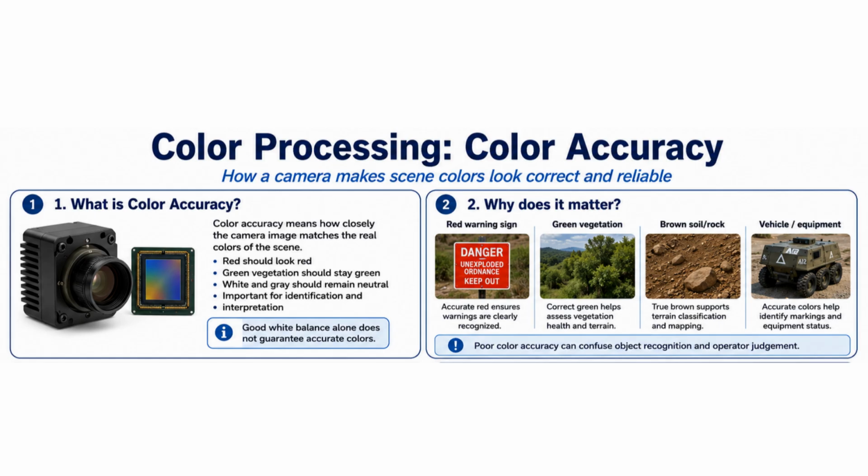Color accuracy matters because incorrect colors can cause confusion. A warning sign may be misread, vegetation may appear unhealthy, soil and rocks may be classified incorrectly, and vehicle markings or equipment status may become difficult to identify. For vehicle operations, accurate color supports reliable viewing, terrain assessment, object recognition, and operator judgment.